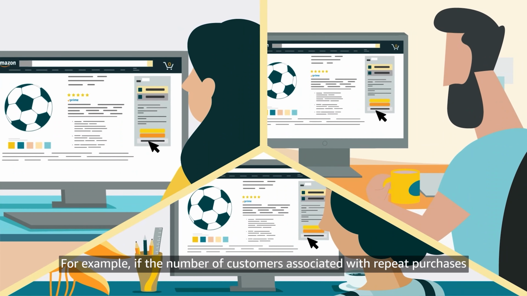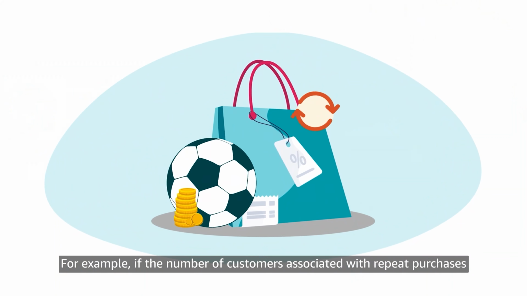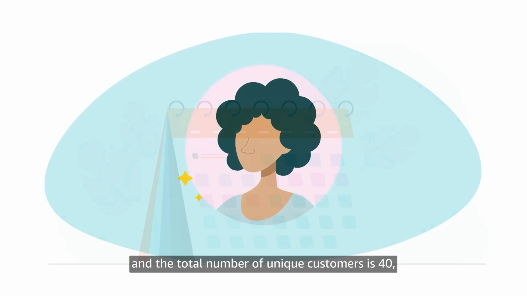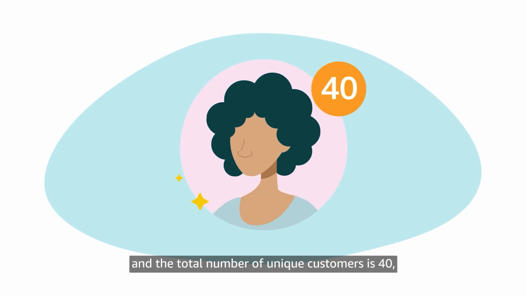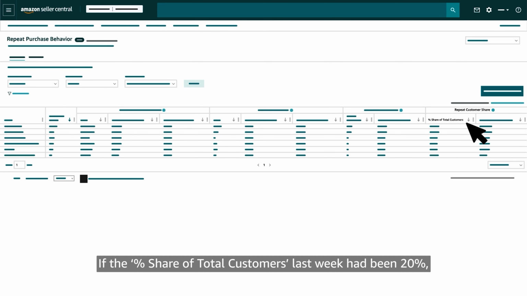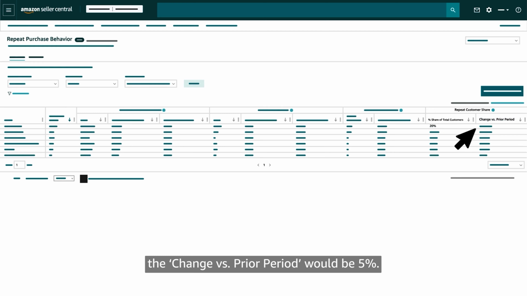For example, if the number of customers associated with repeat purchases of your brand is 10 for the current week and the total number of unique customers is 40, the percent share of total customers would be 25%. If the percent share of total customers last week had been 20%, the change versus prior period would be 5%.